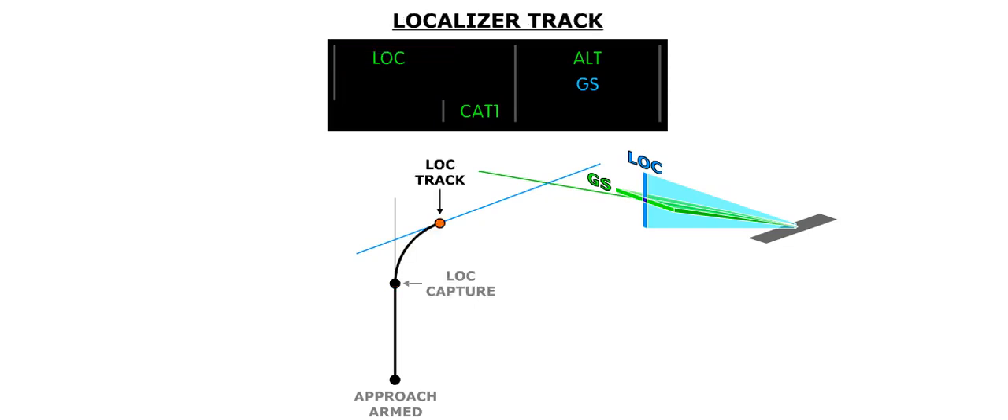Once the AFCS is tracking the localizer, the asterisk is removed from the label. As with the other cases, the green box disappears after 7 seconds.